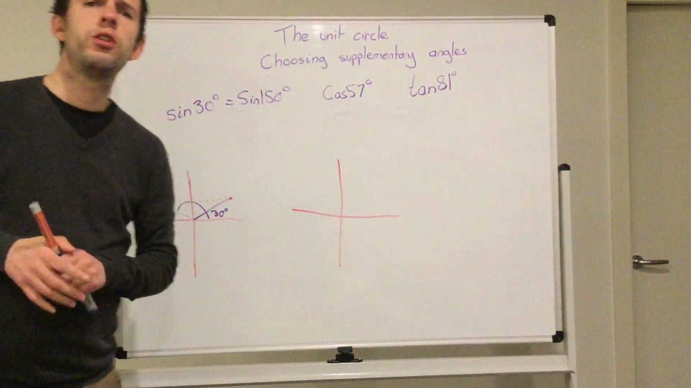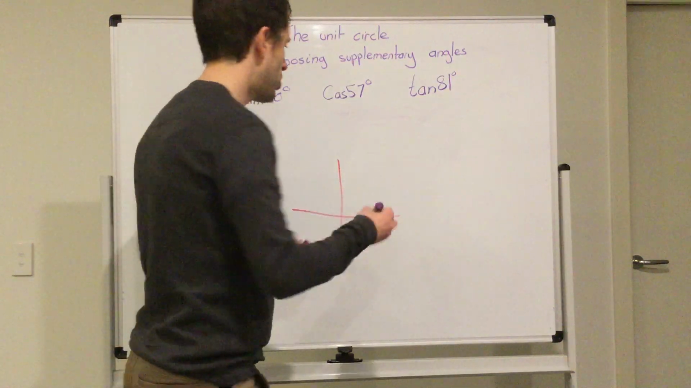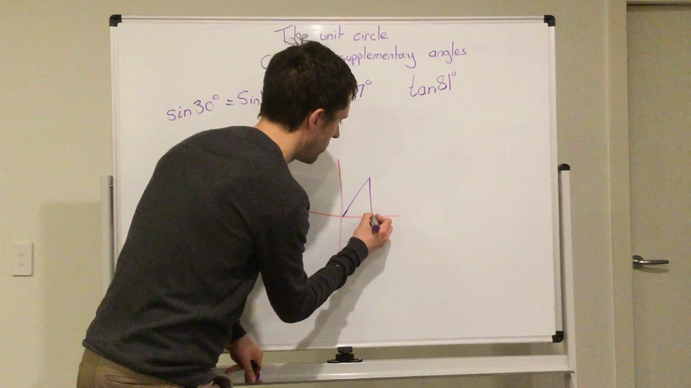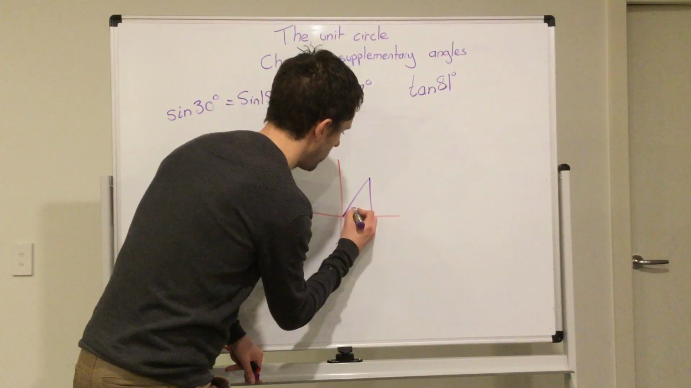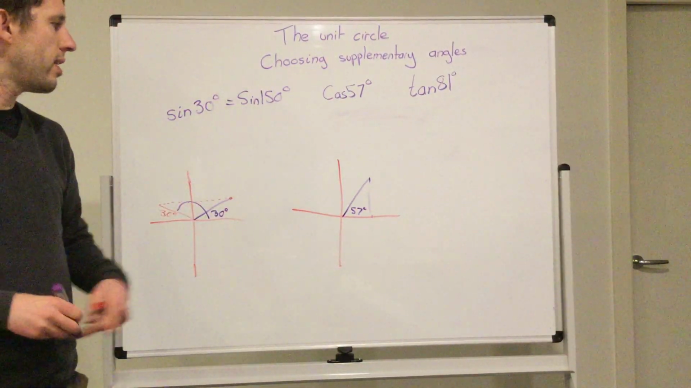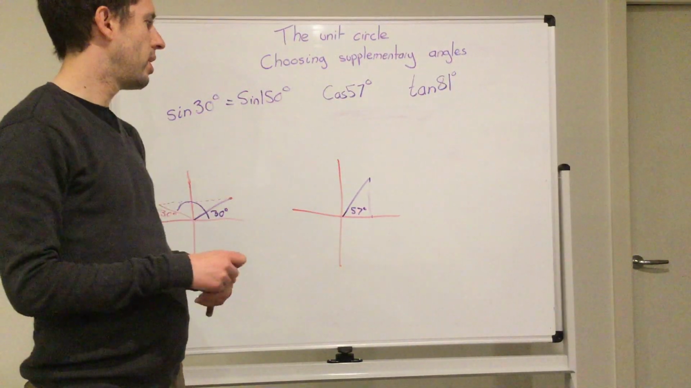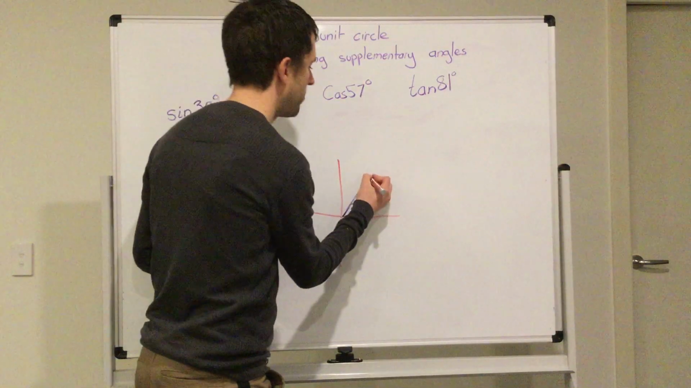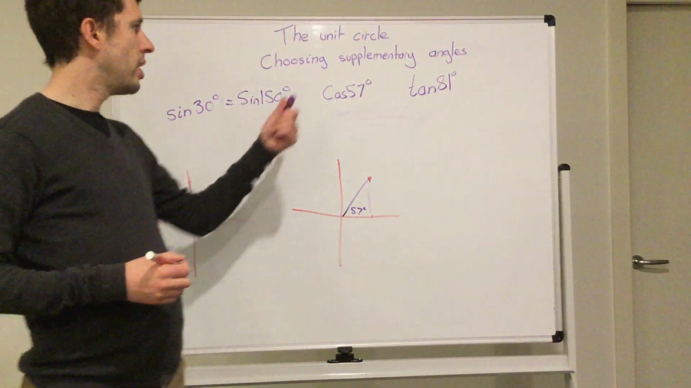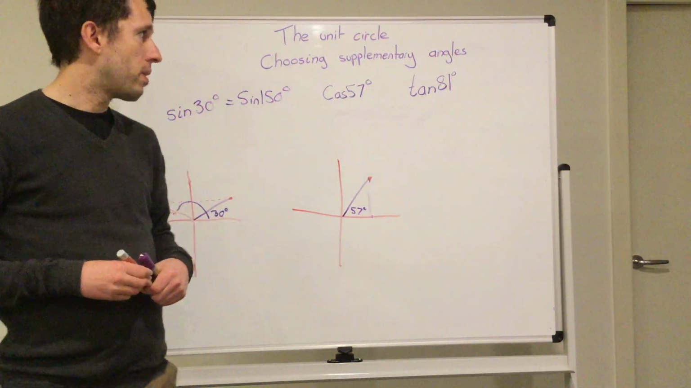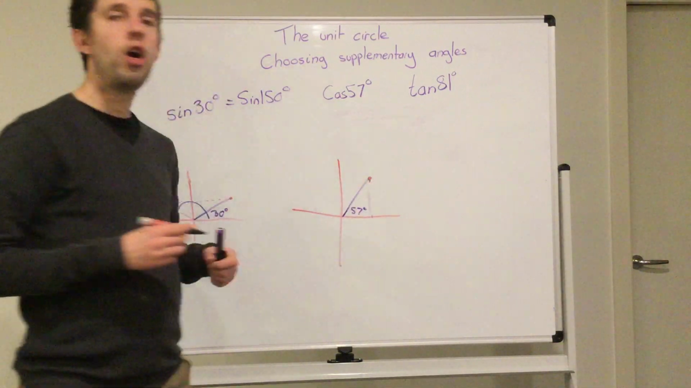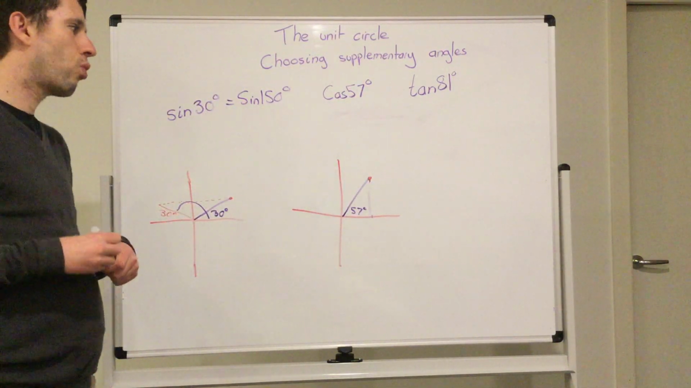Let's move over to cosine 57 degrees. The first thing I'm going to do is draw my lovely triangle, that is 57 degrees. So that is my angle of 57 degrees. Just remember, this part here is where it hits the circumference of the circle. So if I am thinking about supplementary, I would be hitting exactly the same spot on the circle on the other side, in this next quadrant.